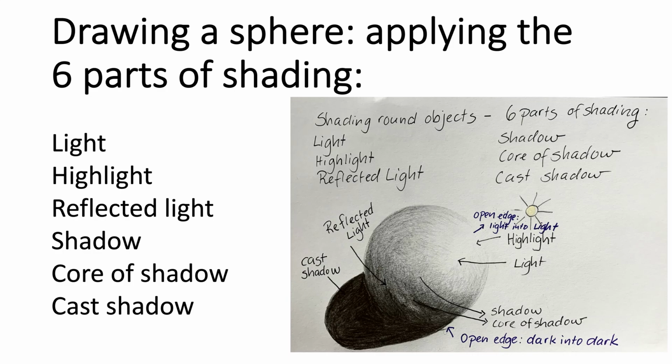Unlike with angular objects, where each plane has a distinct and different value, round objects have transitional values. The basic parts of shading transitional values on a curved surface are light, highlight, reflected light, shadow, core of shadow, and cast shadow.